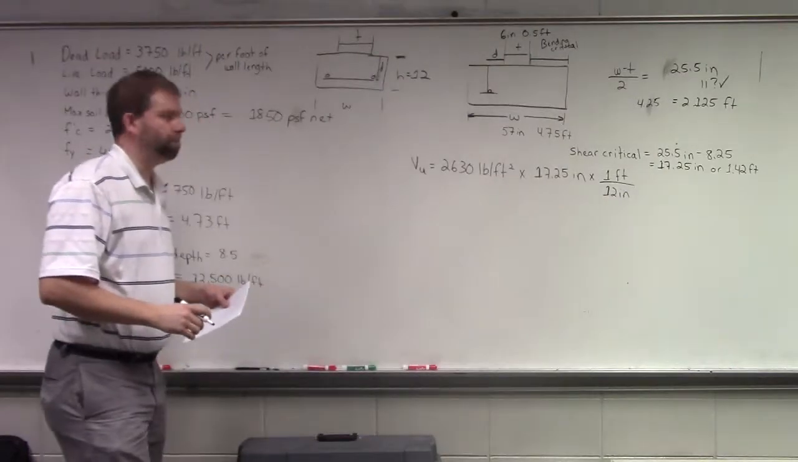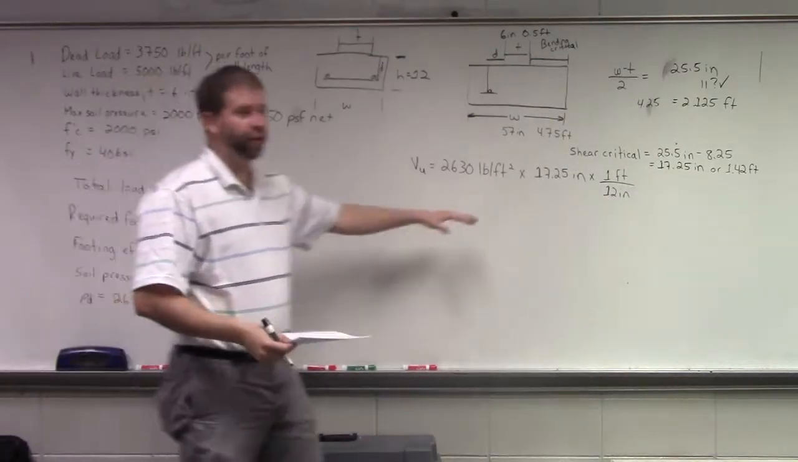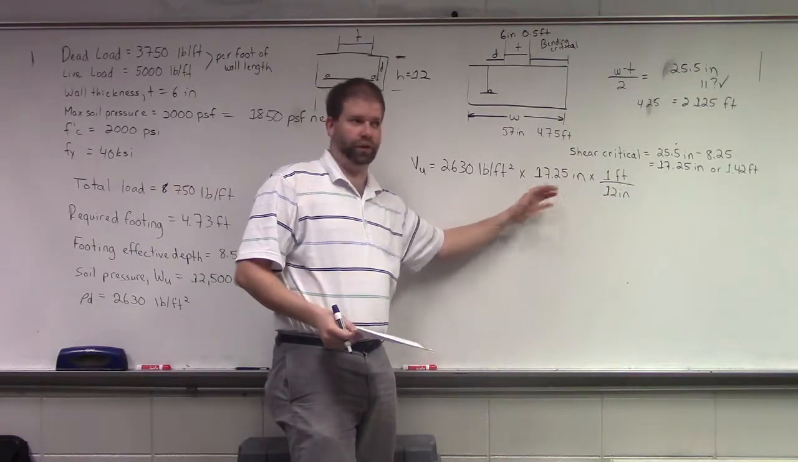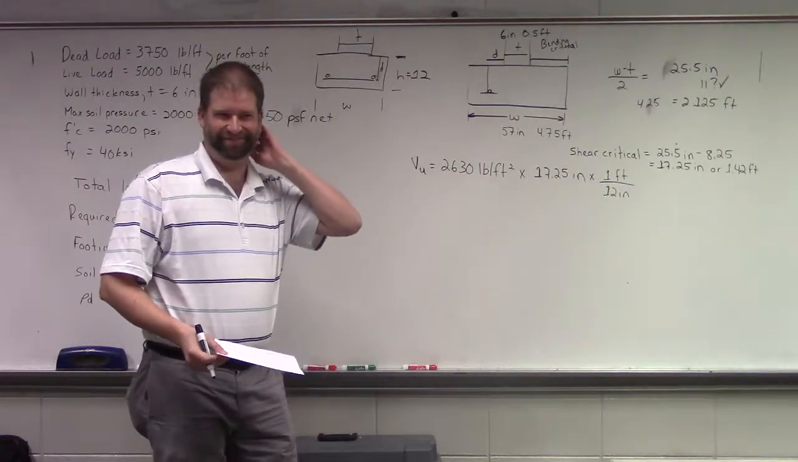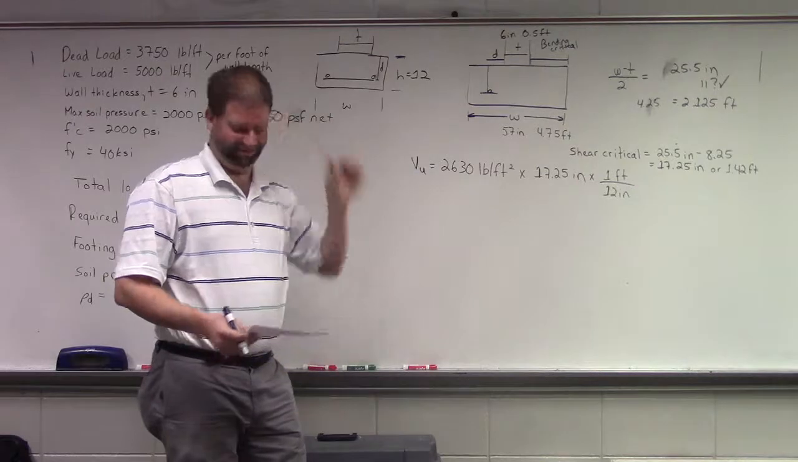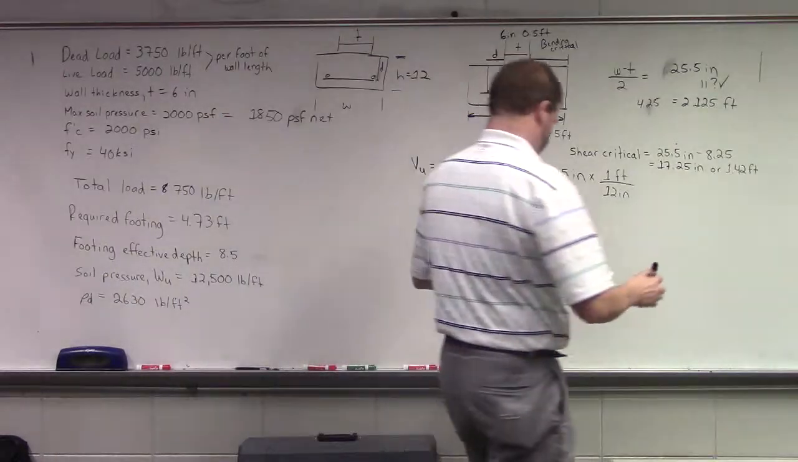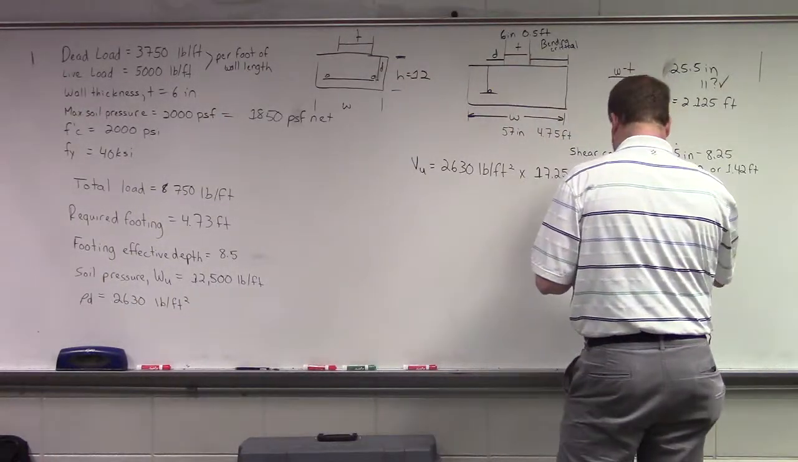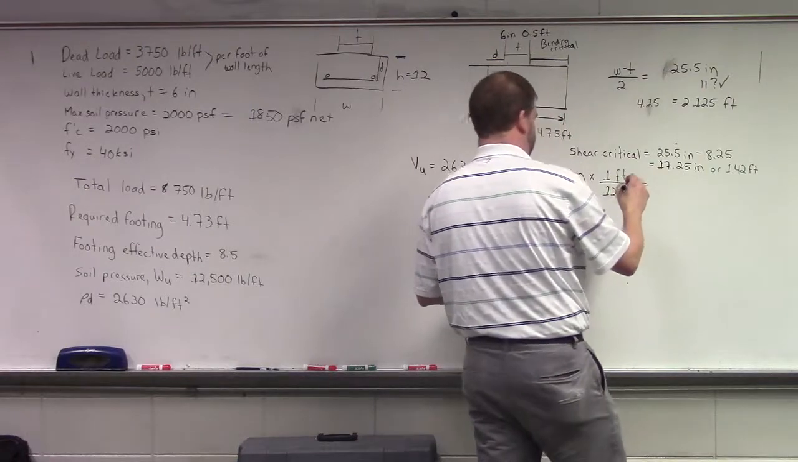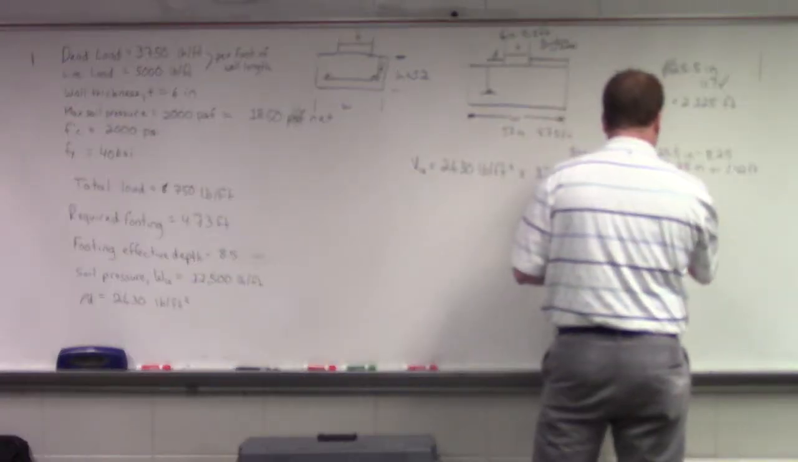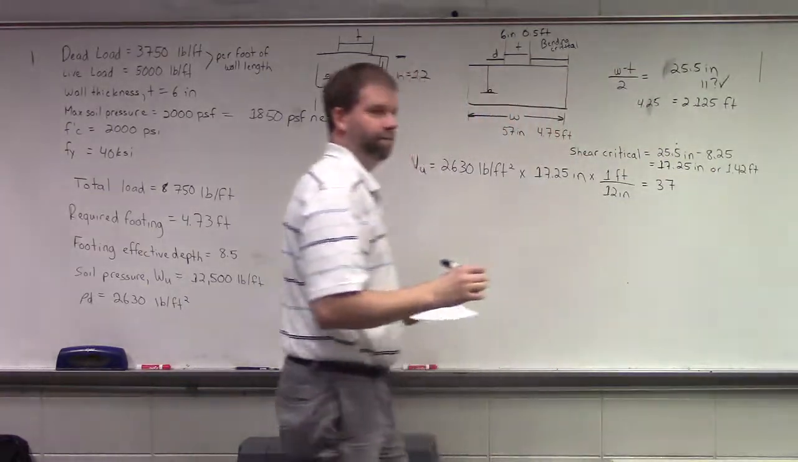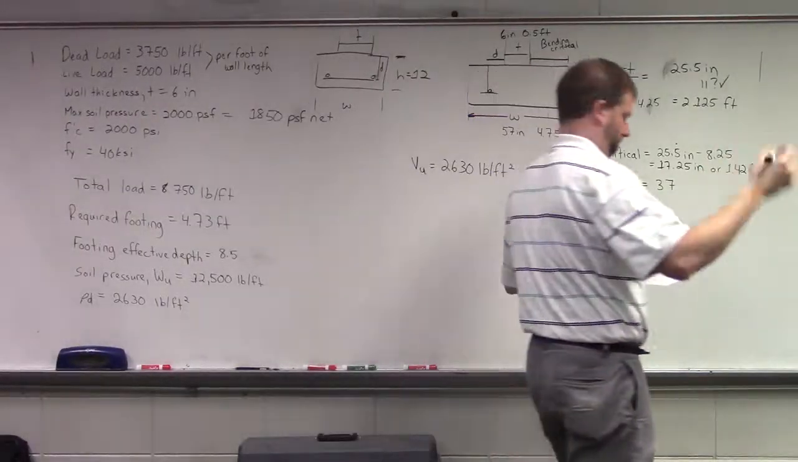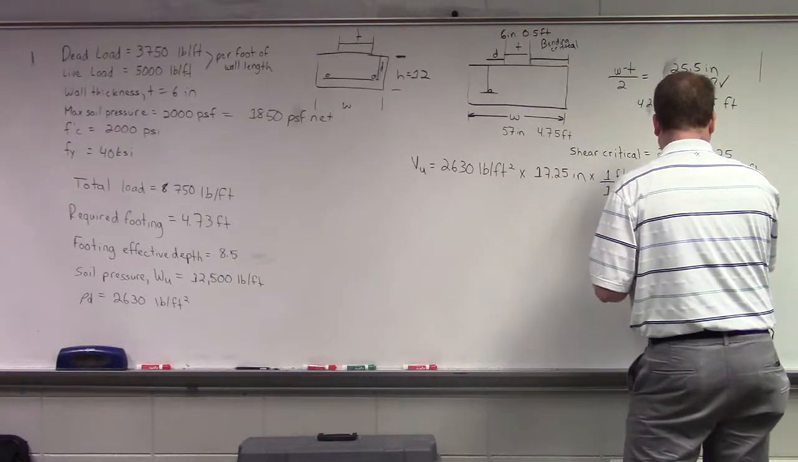Times 12 inches over one, and that's fine, as long as we're just using it. That's too much work, and we already have enough going on, I'm just going to keep it in feet. So we're at 34.6. I came up with like 3,700 pounds. 34.6 is what I got.